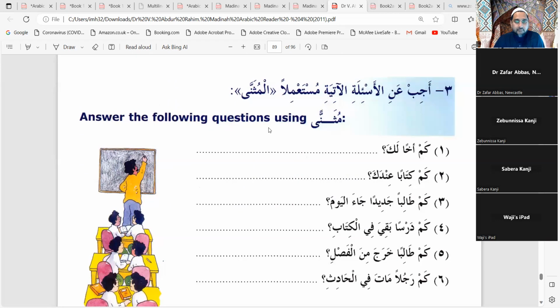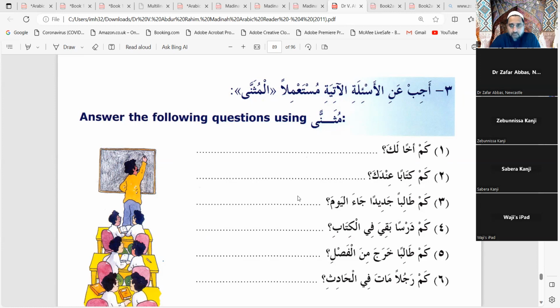Bismillah. Okay. Kam akhan laka? How many brothers do you have? I have 2 brothers. So remember that when you make the dual, you need to add a waw after the kha as well. Li akhawani. Excellent.